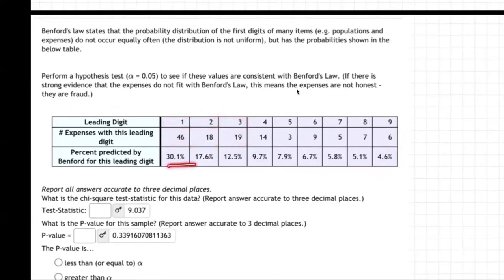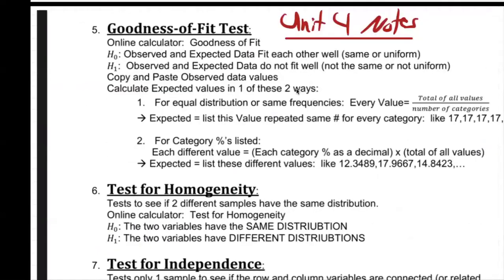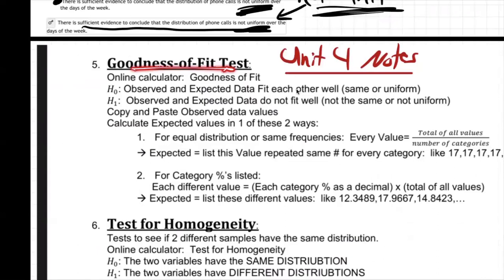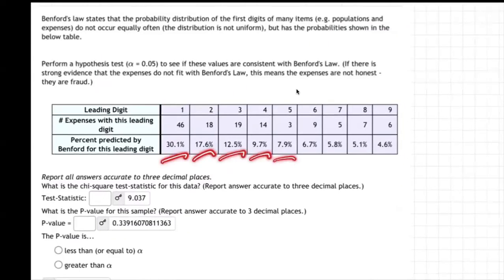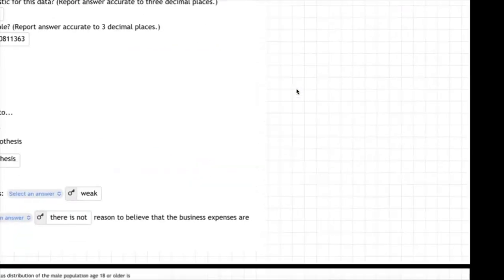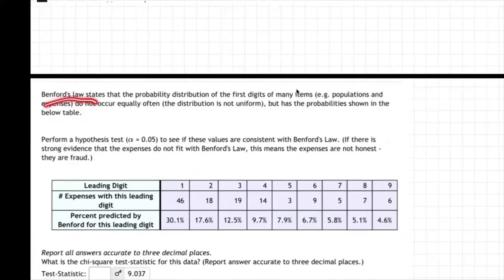How does that fit with what they should be according to Benford's law? That's what we're going to do. This is a goodness of fit test. How would we know that? If you look back here at the notes, you see goodness of fit, and it says for category percentages. That's what we have, category percentages. We're saying there's a percentage for each category. That's a goodness of fit test. Benford's law is always goodness of fit.